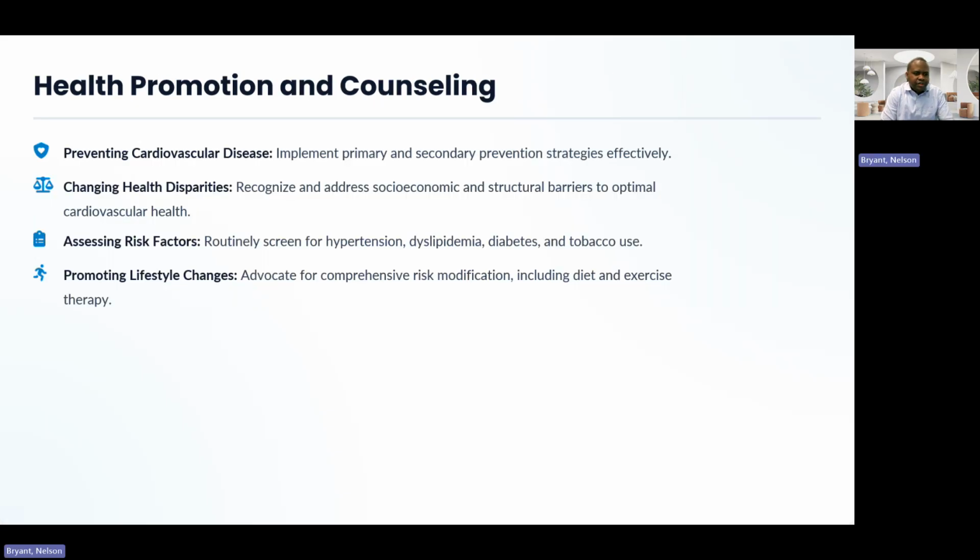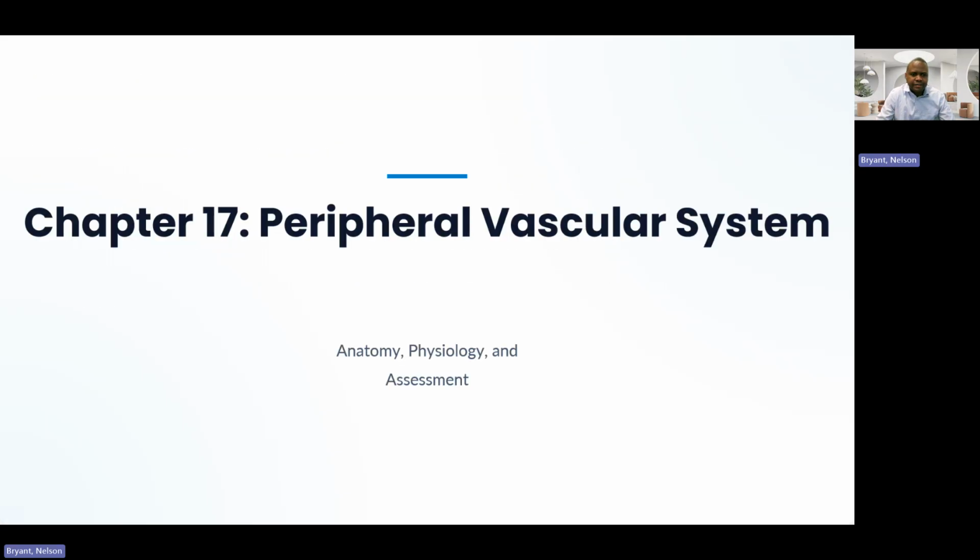So as you advance your assessment as a GNP, health promotion is always the cornerstone of what we do. So we must actively work to prevent cardiovascular diseases by assessing and then modifying the risk factors. This is very important to promote healthy lifestyle changes. So basically, our early interventions are very important because they save lives, especially for vulnerable patients.